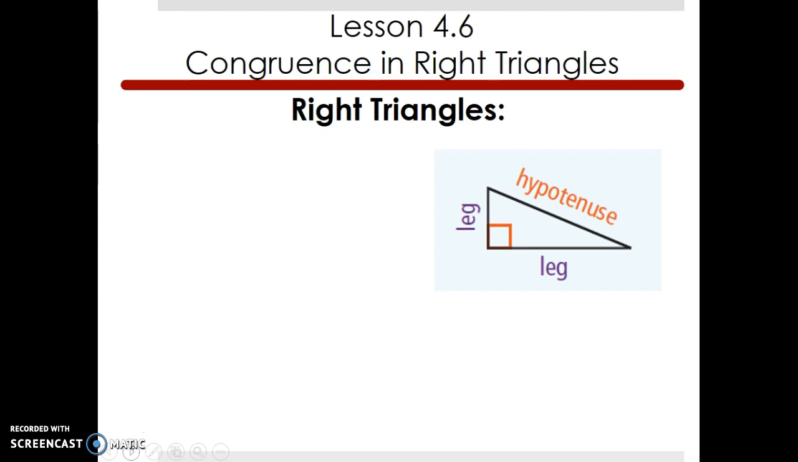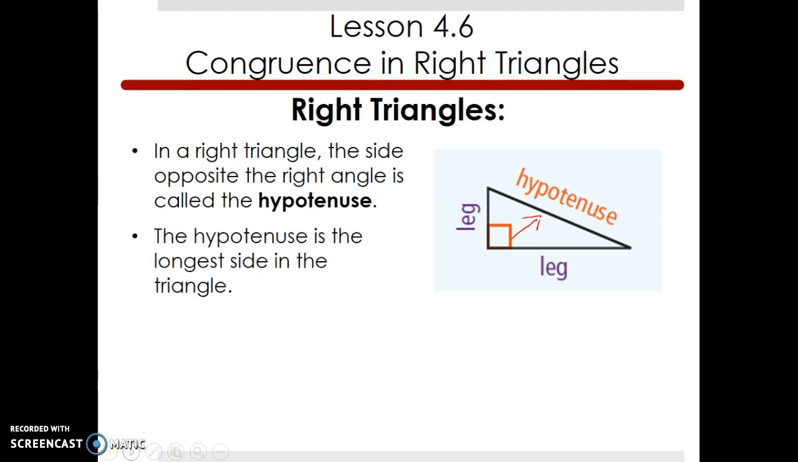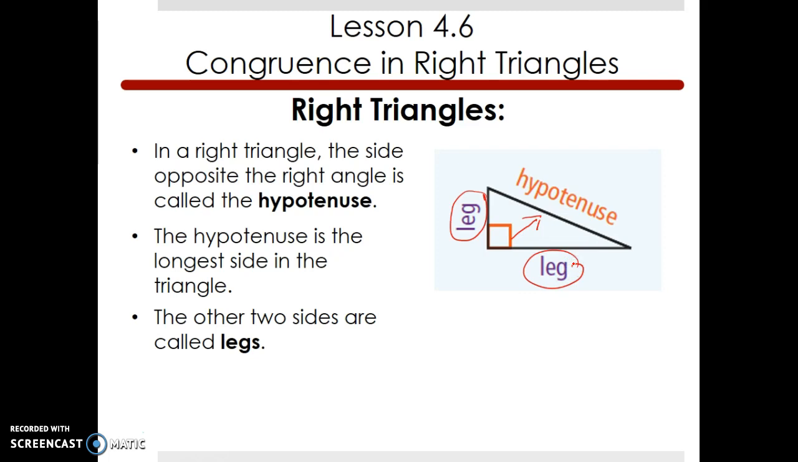So what I want to do first is review what hypotenuse and leg are. In a right triangle, the side opposite the right angle is called the hypotenuse. It is the longest side of the triangle. The other two sides are called legs. Either of them, this or that, they're both legs. So you have a hypotenuse and you have a leg.